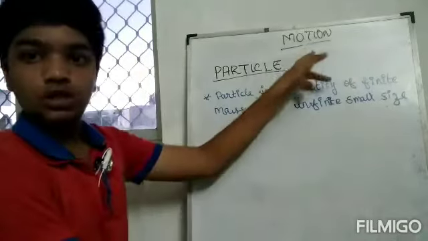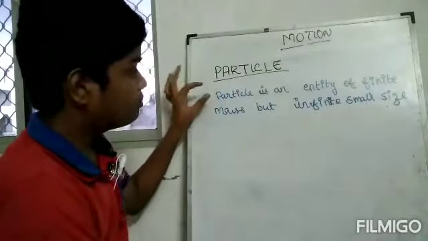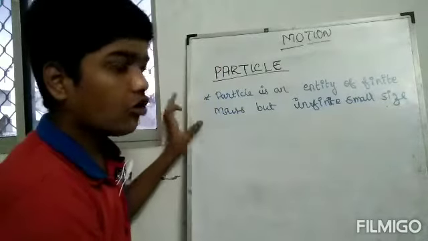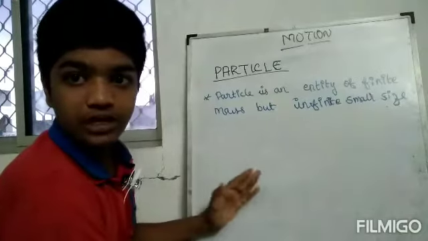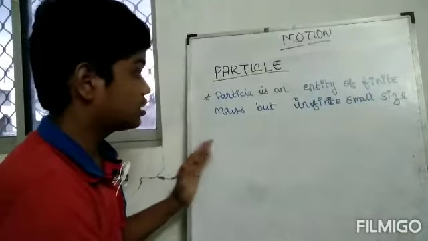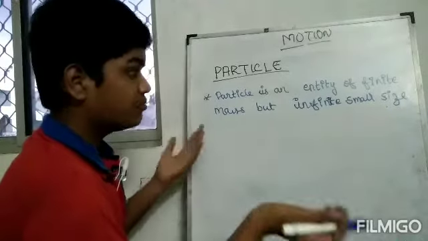Particle motion. Now in motion we are going to see the particle topic. A particle is an entity of finite mass but infinitely small size. It's a finite mass but infinitely small size. We can't divide it anymore.